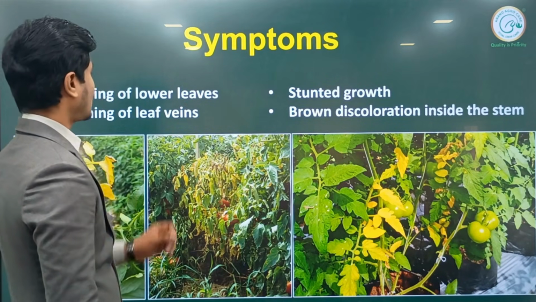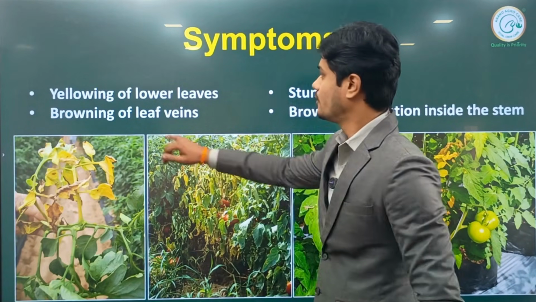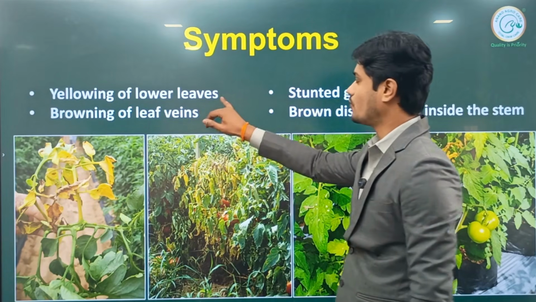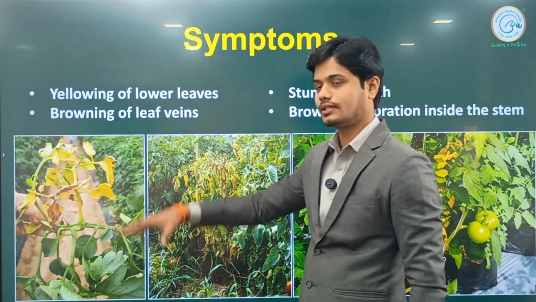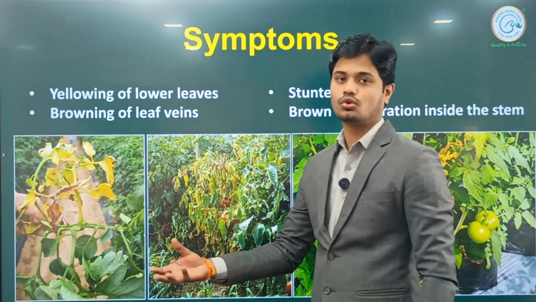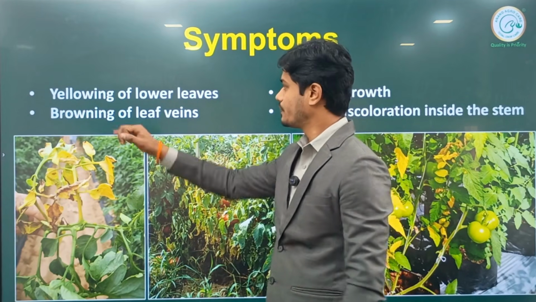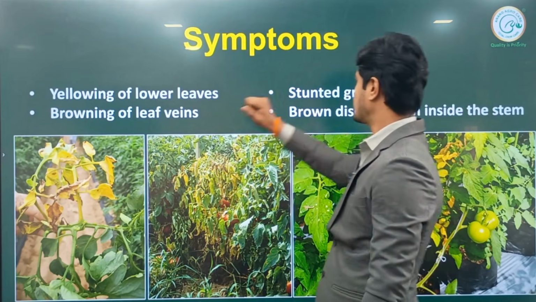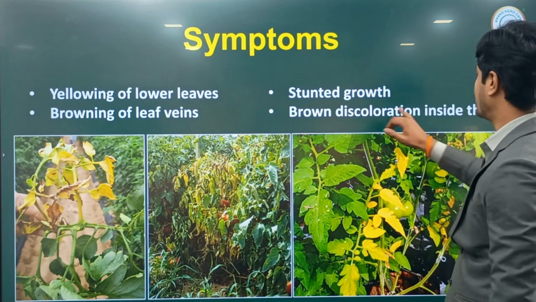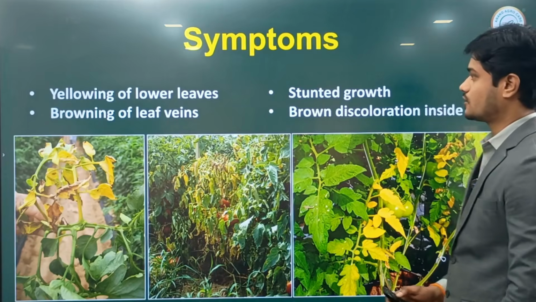So what are their symptoms? How can we identify them? Their symptoms are yellowing of lower leaves, as it first infects the roots, browning of leaf veins, stunted growth, and brown discoloration inside the stem.